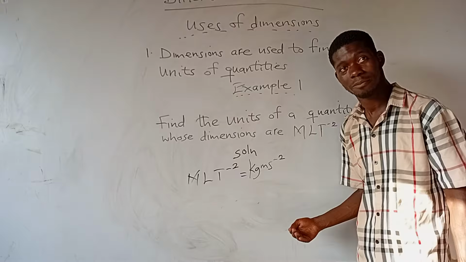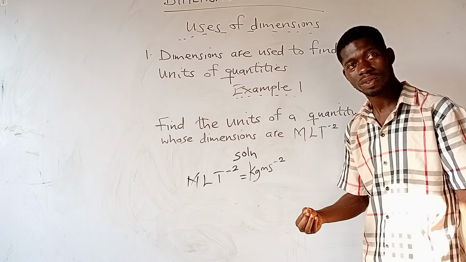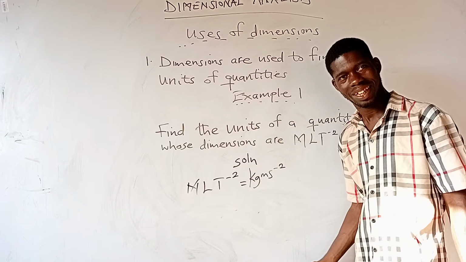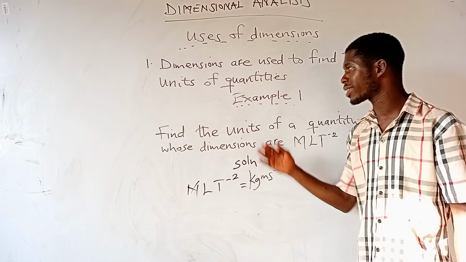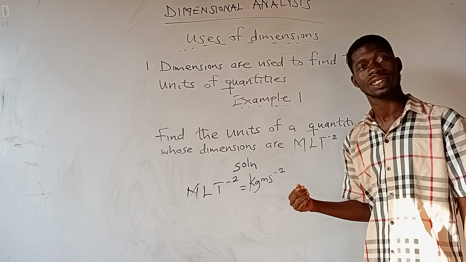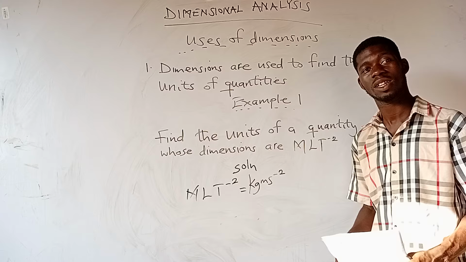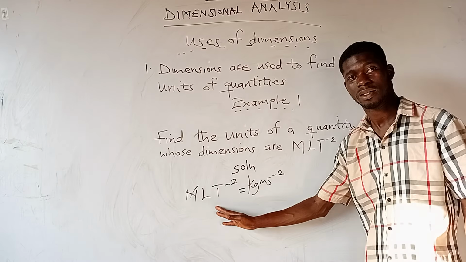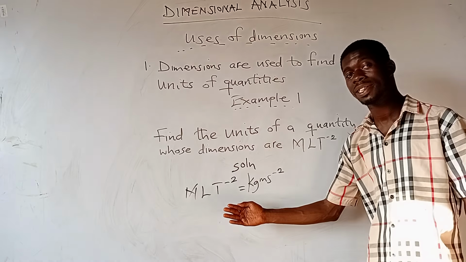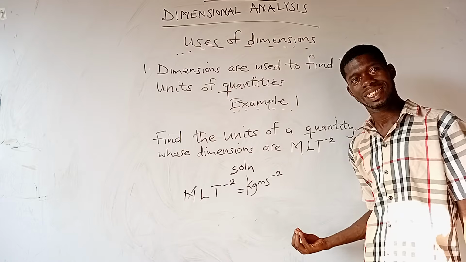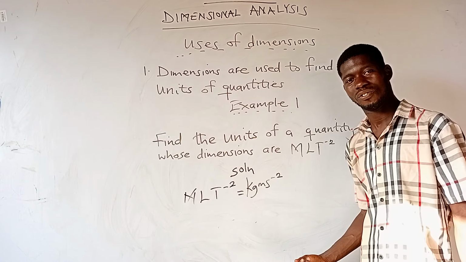So you can see that we're able to find the unit of a physical quantity by the use of dimension. That's why one use of dimension is that dimensions are used to find the units of a quantity. I had the dimension for force, and that dimension helped me to get the units of force.